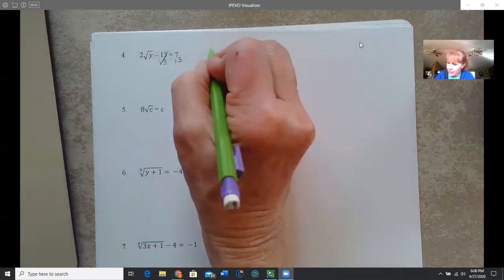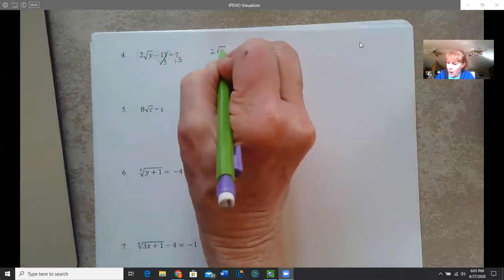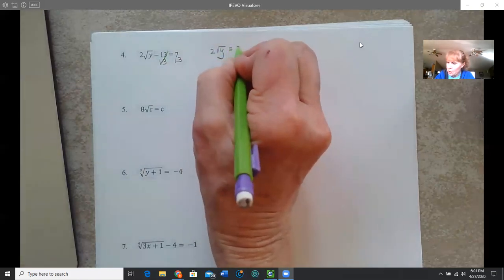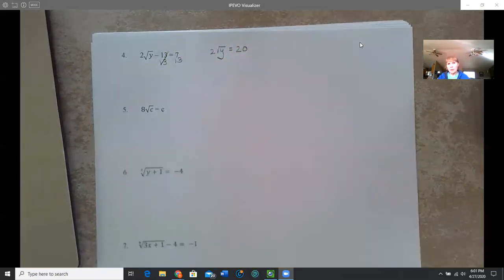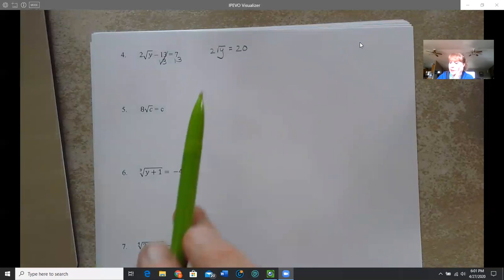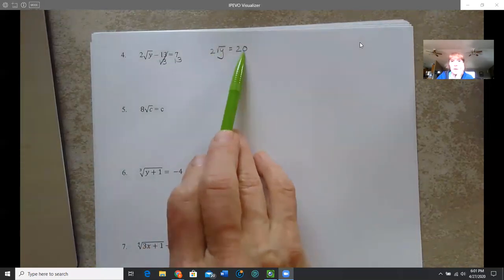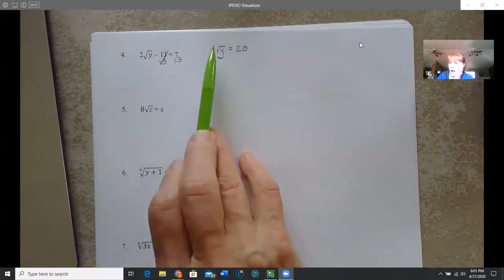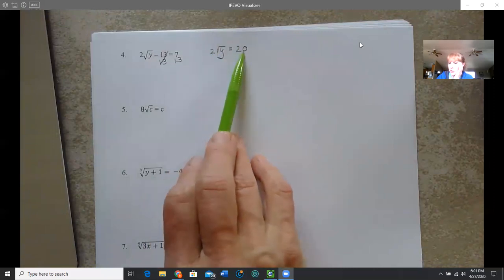So I end up with 2 square roots of y equaling 20. So again, I'm just concentrating on getting the radical by itself. Now here, the 2. There's 2 things you can do here. You could divide both sides by 2, and that's actually what I would do, because 2 goes into 20 evenly. So I would divide by 2 in order to get this radical by itself.